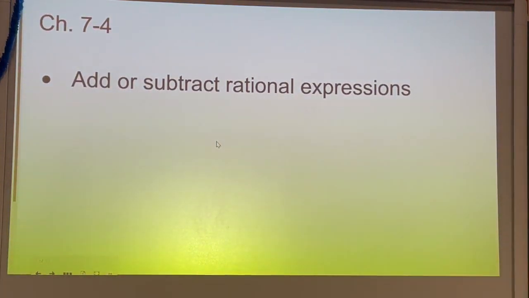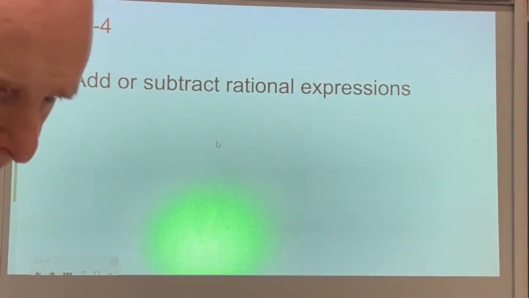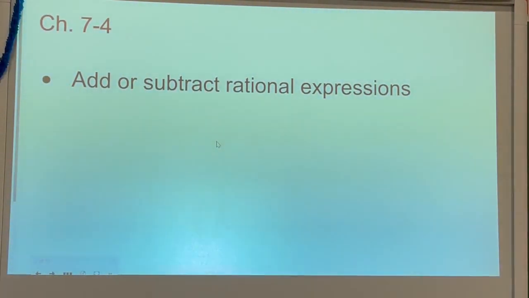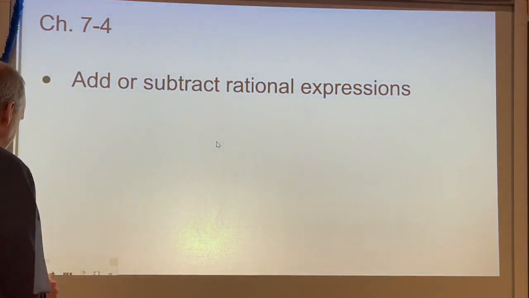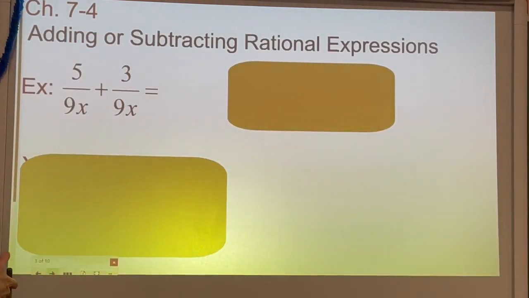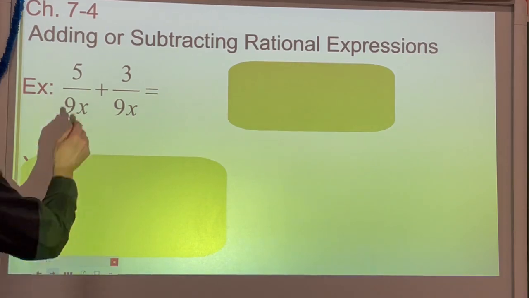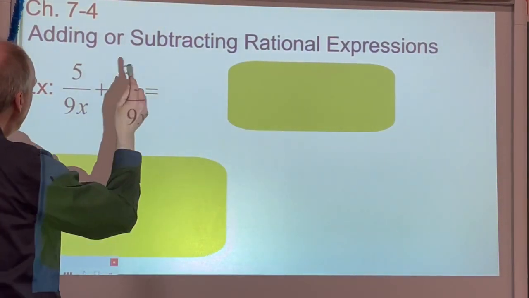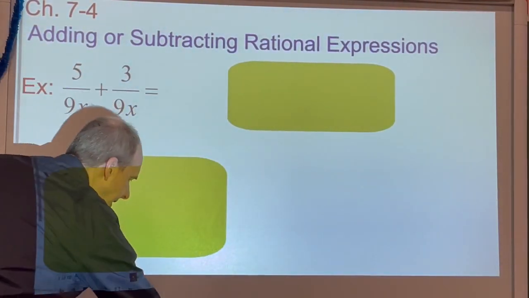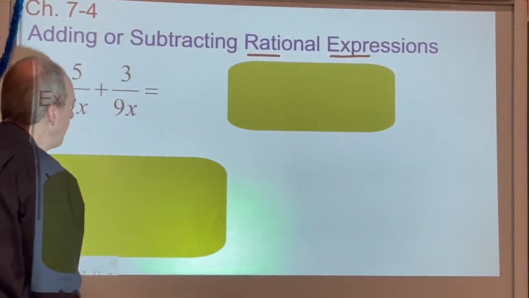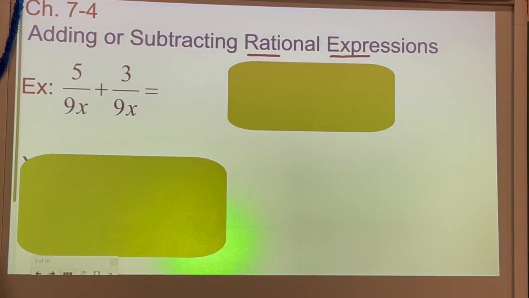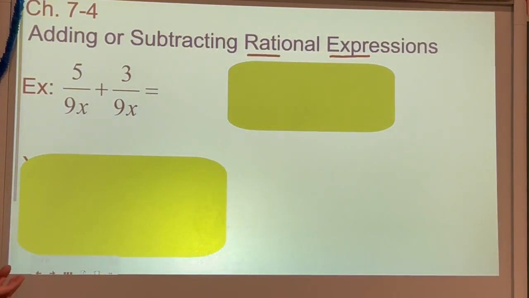All right, so now that you're done with your quiz, let's take a look at Chapter 7, Section 4. We are adding or subtracting rational expressions. Rational expressions being things with fractions. So, in your notes, adding, you could use a plus sign, or subtracting, you could use a minus sign. Rational expressions, like this one, 5 over 9x plus 3 over 9x.